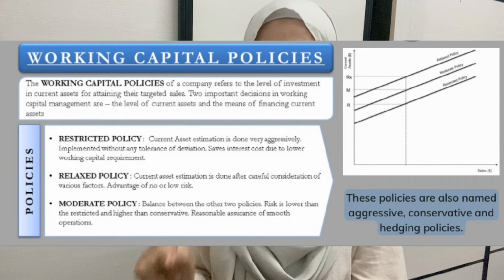First, restricted policy. Current asset estimation is done very aggressively, implemented without any tolerance of deviation, and saves interest cost due to lower working capital requirement. Second, relaxed policy. Current asset estimation is done after careful consideration of various factors, with the advantage of no or low risk. Third, moderate policy. Balance between the other two policies. Risk is lower than the restricted and higher than conservative. Reasonable assurance of smooth operations.